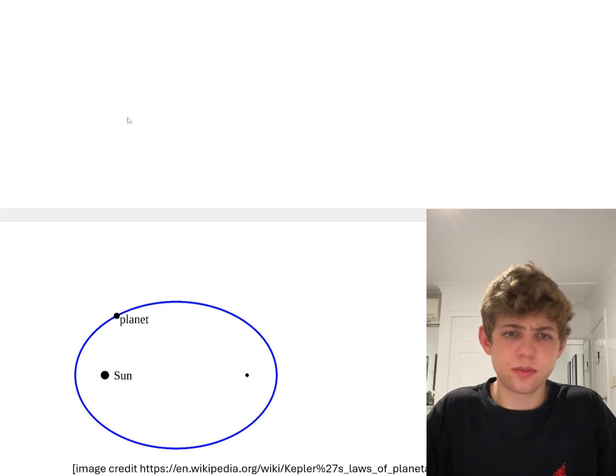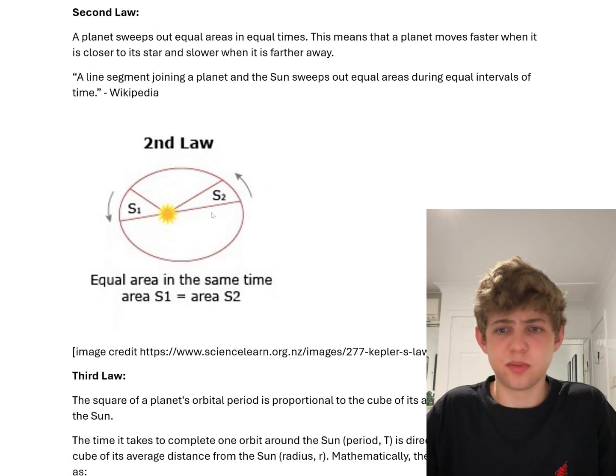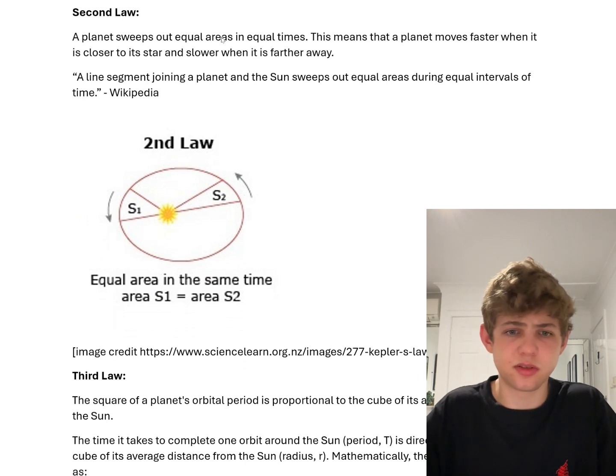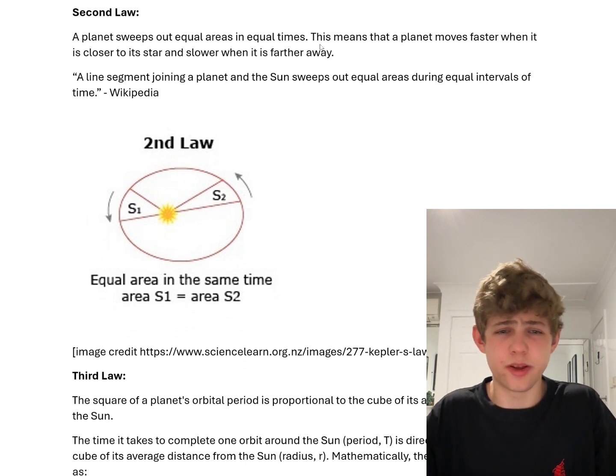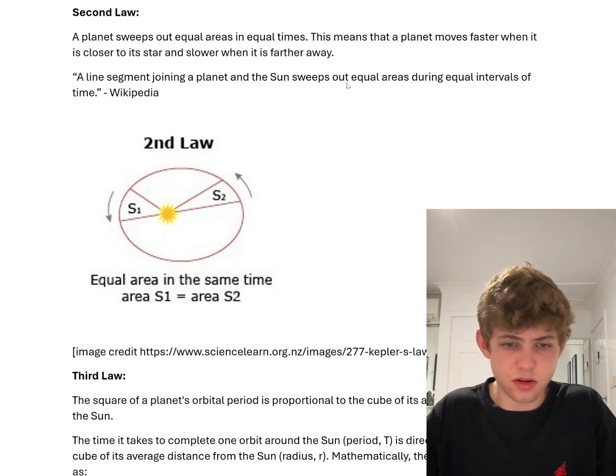For the second law, a planet sweeps out equal areas in equal times. This means a planet moves faster when it's closer to the star and slower when it's further away. A line segment joining a planet and the Sun sweeps out equal areas during equal intervals of time, as you can see in this diagram.